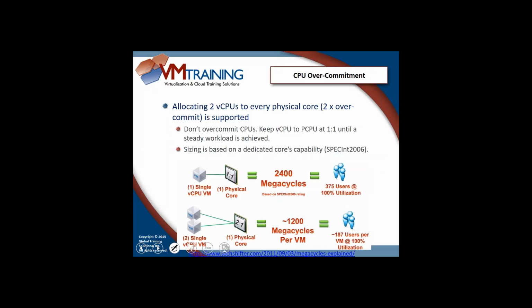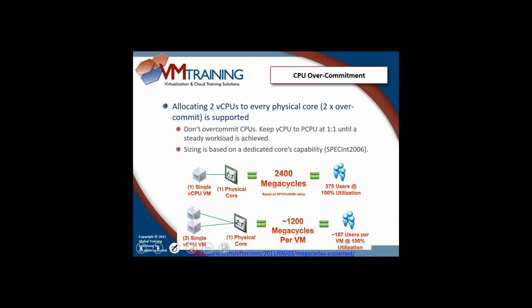Now, it's interesting here. A lot of this was taken from Microsoft, some of it from VMware and other places. From Microsoft, they're saying allocate 2 virtual CPUs for every physical core. So 2 times overcommit is supported. I mentioned that VMware says you can have up to 32 VMs on a single physical core. Microsoft's saying, that's great that you can theoretically, but we don't want you to have more than 2.